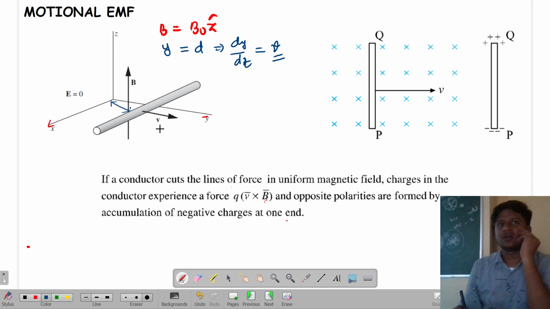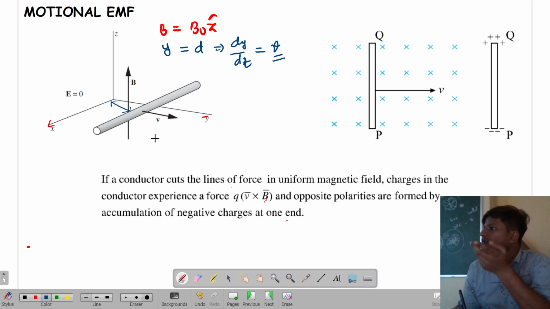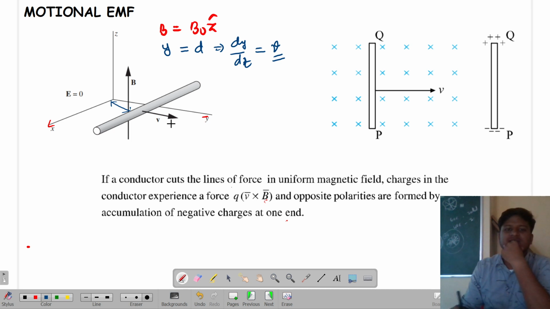What is the area of the rod? 0 or not? If the area does not change, then how will the flux develop? Flux is B dot ds. You have to make some area. If the area itself is 0, there will be no flux in it. Right or not? A very small amount of flux is there through the cross-section area of this particular wire.